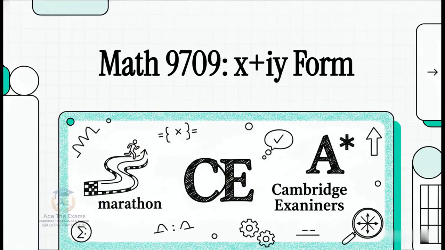Today, we are unpacking exactly how you can pace yourself and jump from a frustrating B grade to a definitive A star. We are going to use one of the most mechanically demanding topics as our testing ground: complex numbers, specifically focusing on the Cartesian form, x plus iy.